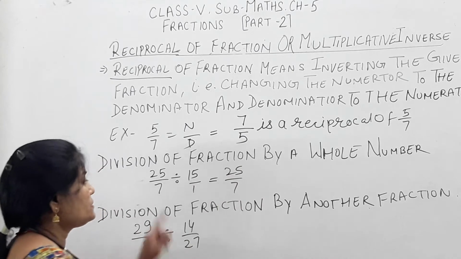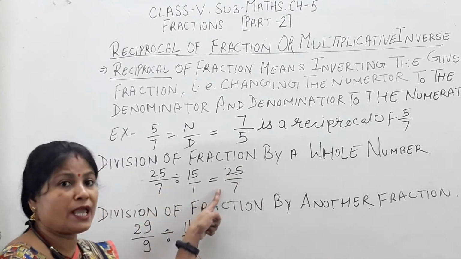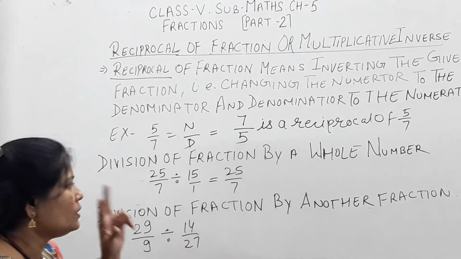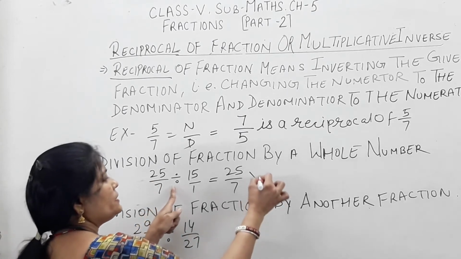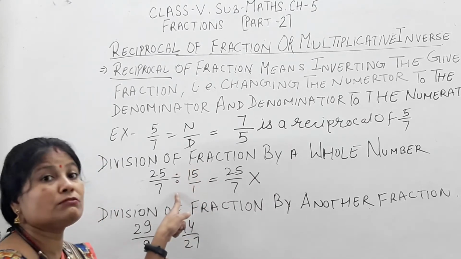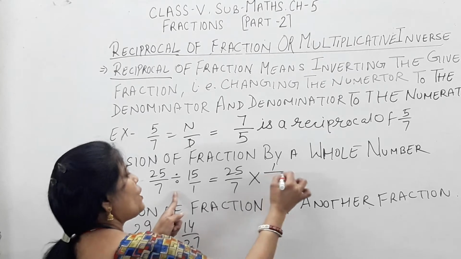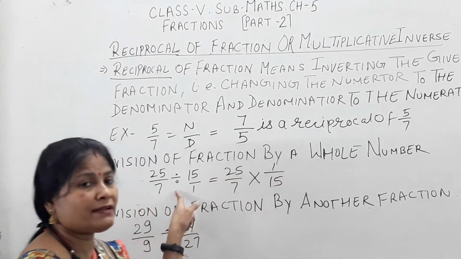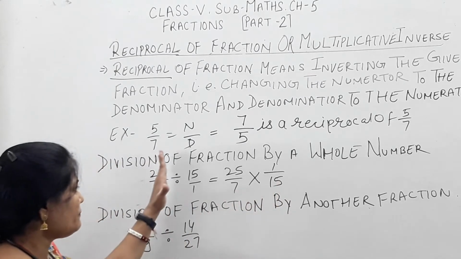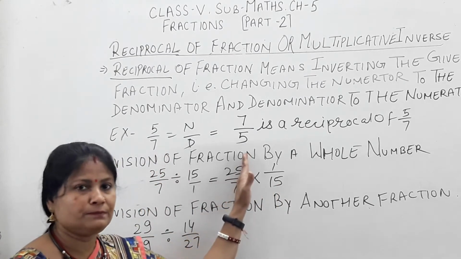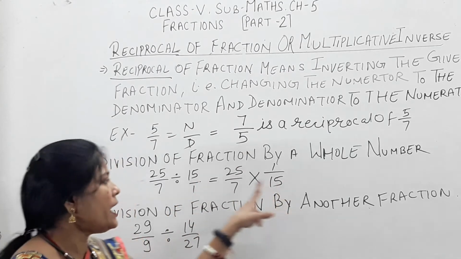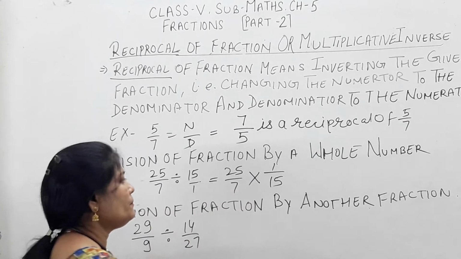Yes children, see, on the left hand side we can write the same, but after the division sign we can't divide. So what will we do? First step, division is converted into multiplication and the right side fraction is converted into its reciprocal. Yes, 1 upon 15. Understood? That's why reciprocal is a very important part in division. On the left hand side we have written the same. After that, the right hand side we convert into reciprocal and the division sign is converted into multiplication.